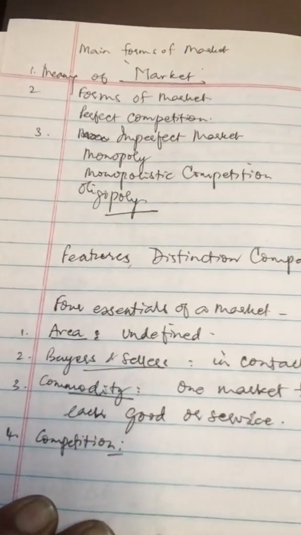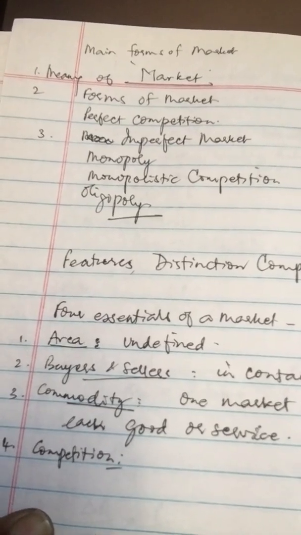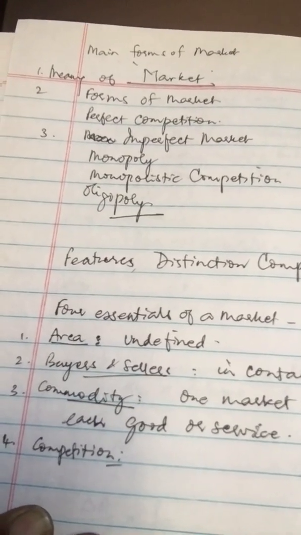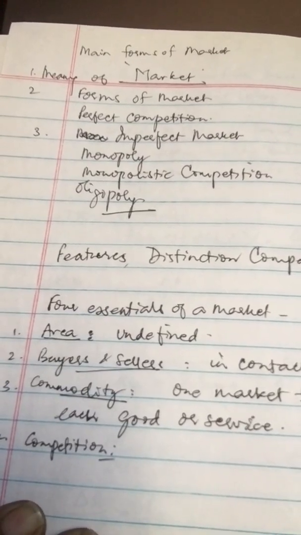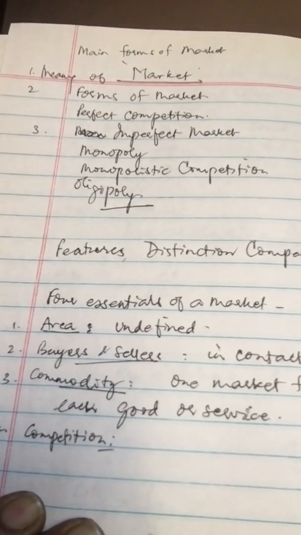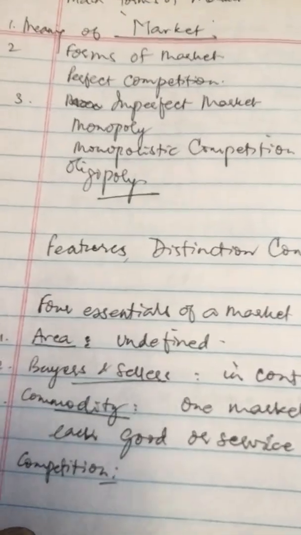And of course, competition. The existence of competition among buyers and sellers is also an essential condition for the existence of a market. Otherwise, different prices may be charged for the same commodity. So that's what market is all about.